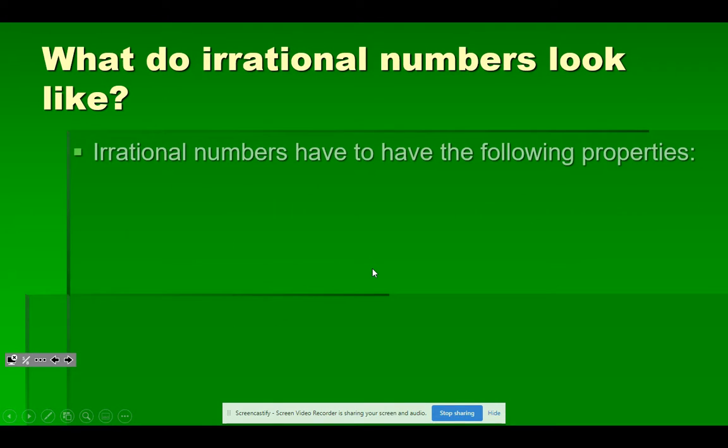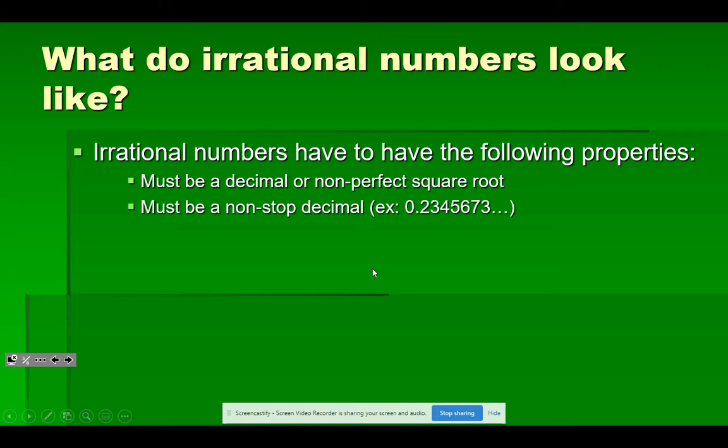Irrational numbers have to have the following properties. It has to be a decimal or a non-perfect square root. So if you take the square root of something that's not a perfect square, it's an irrational number. It has to be a non-stop decimal that's not repeating. It can be patterned, but it isn't necessarily repeating.